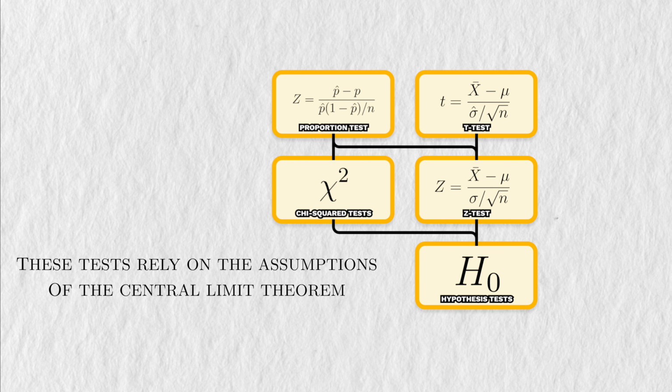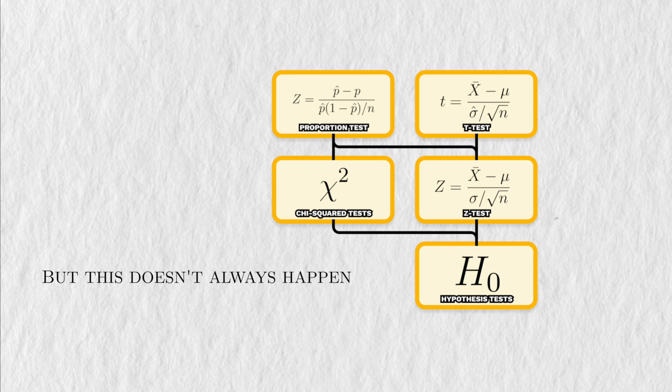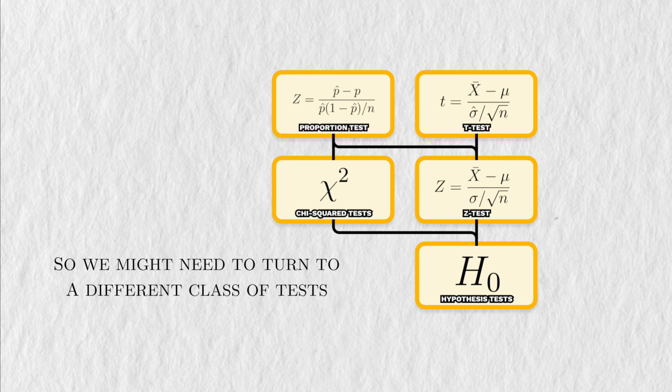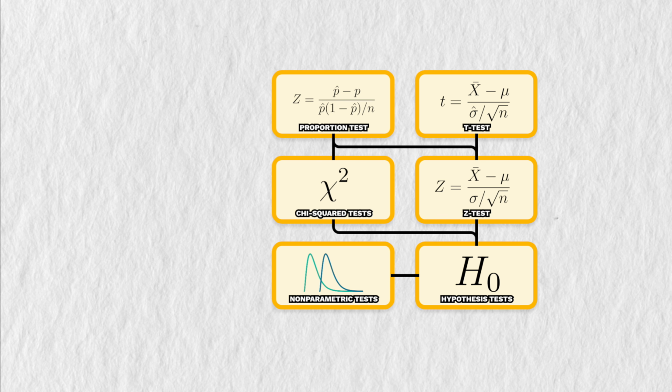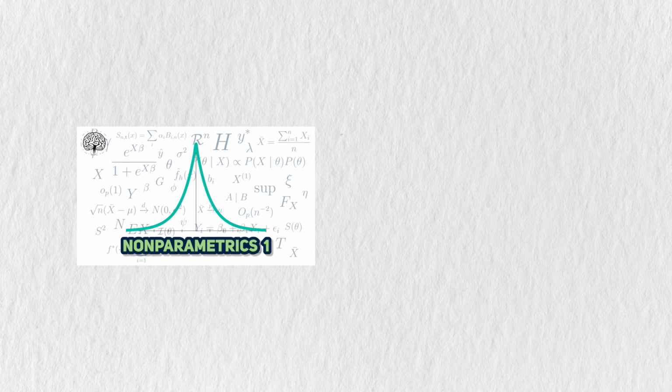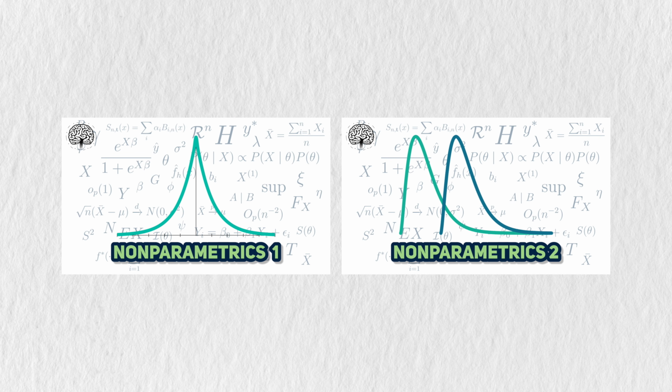These hypothesis tests rely on the assumptions of the central limit theorem to be valid, but real-life data doesn't always let this happen. When this is the case, we may need to turn to a different class of hypothesis tests to allow us to avoid making unreasonable assumptions. This is the world of non-parametric tests. These might require us to ask slightly different questions of the data, but there are well-established one-sample, two-sample, and multi-sample hypothesis tests in this area for both continuous and categorical data.